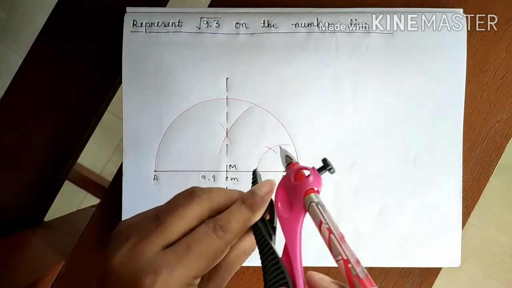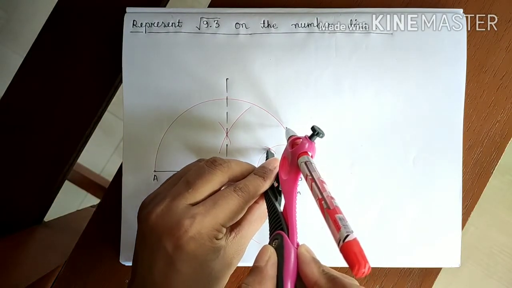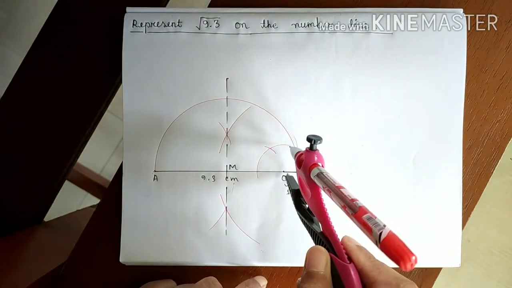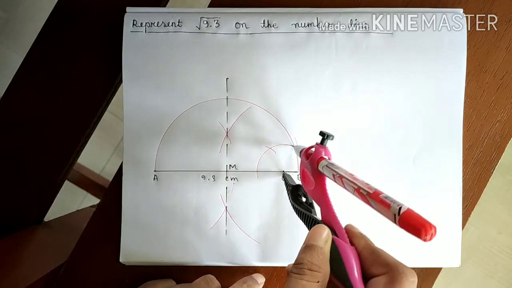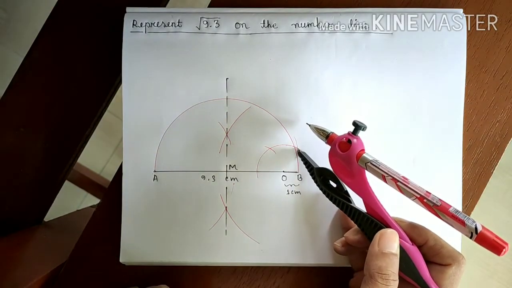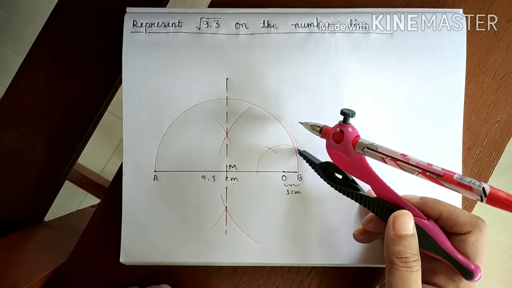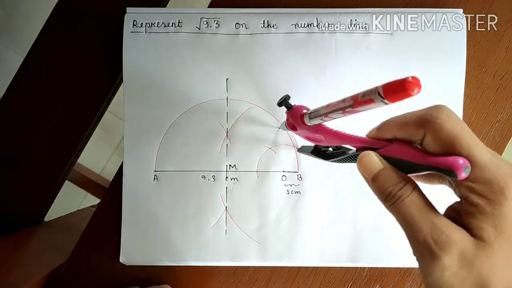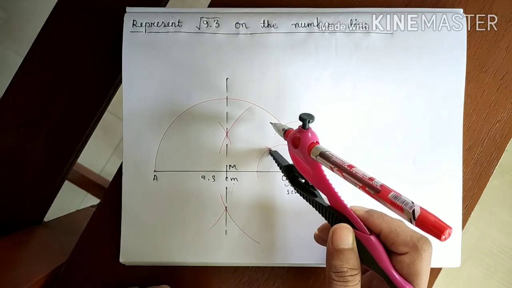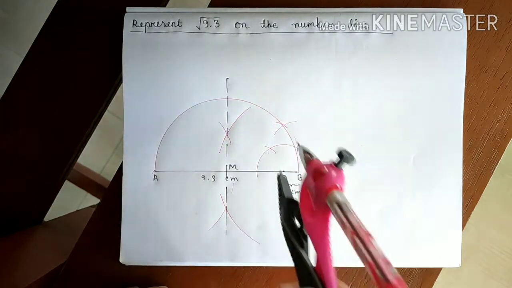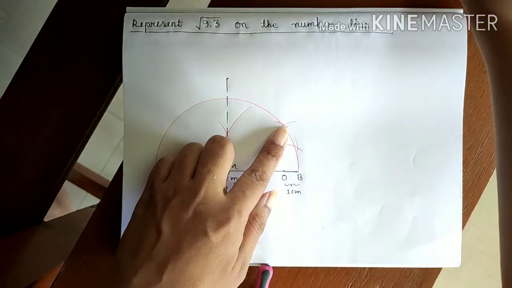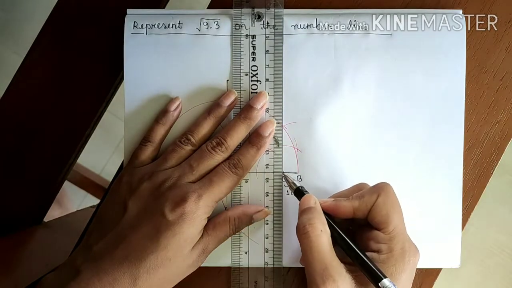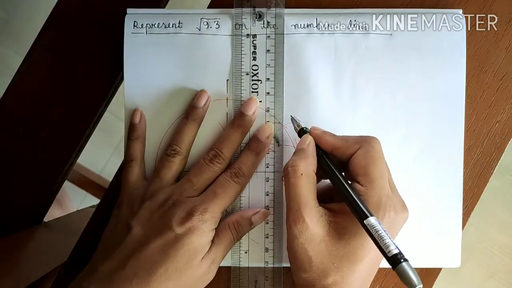After that, again place your compass at this point and draw one more arc with the same radius, intersecting the previous arc. Then it will be a 120-degree arc. Now place your compass at this point without disturbing it, and with the same radius draw one more arc. From this point also draw one more arc. They are intersecting at this point. Now join O to that intersecting point.